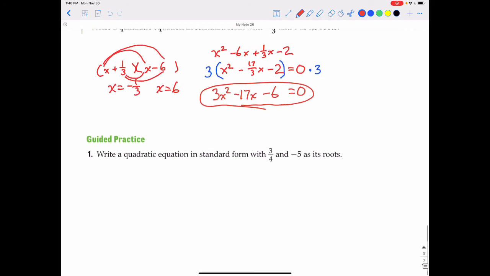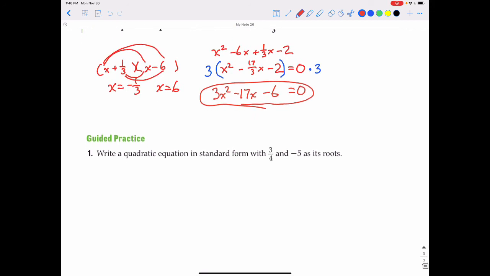Let's try one more. Write a quadratic equation in standard form with 3/4 and negative 5 as its roots. So if the answers were 3/4 and negative 5, the sets of parentheses that would give you those answers would be x minus 3/4 and x plus 5. And then we would multiply it out.